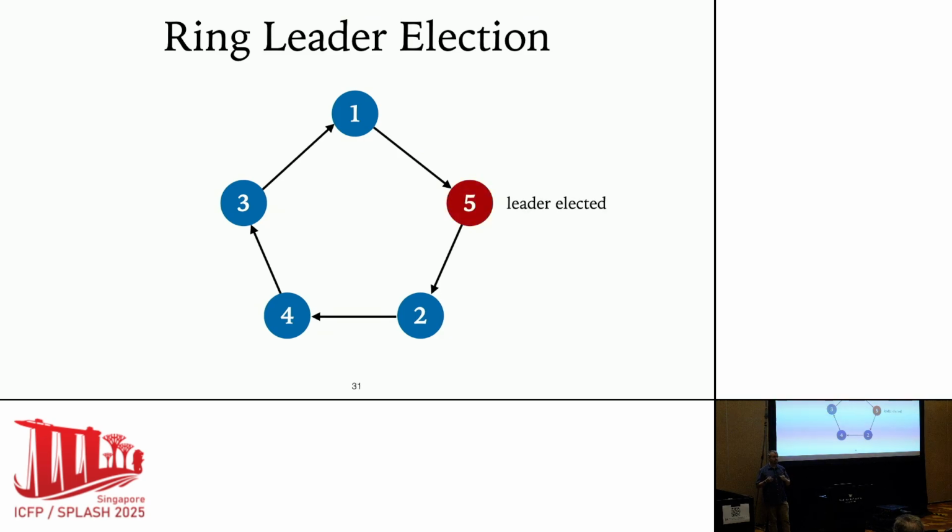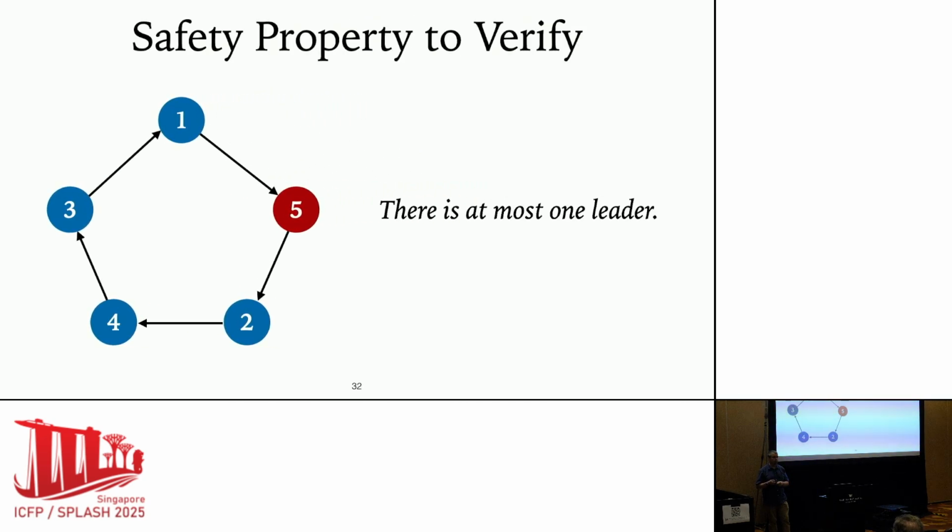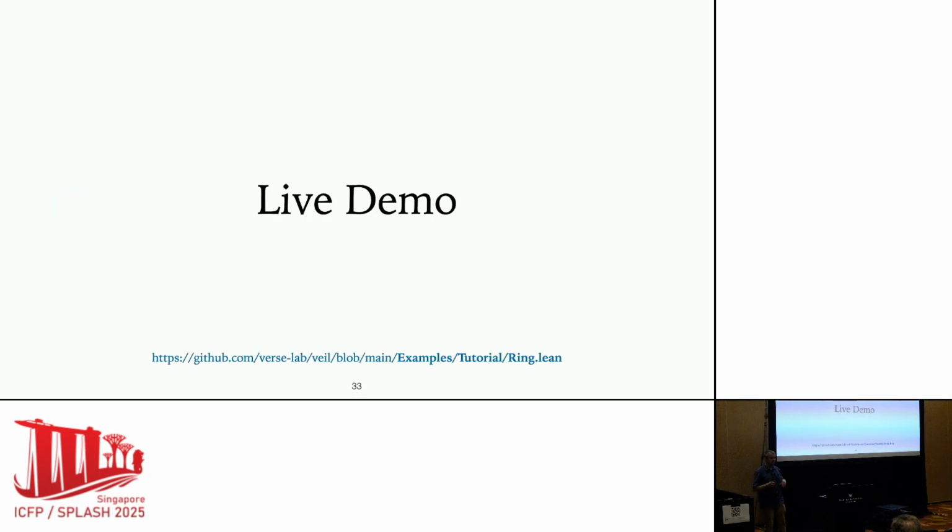Okay, so effectively, once the leader is elected, we want to make sure that there is at most one leader, or at any point of time there is at most one leader, because if no leader is elected, then, well, there is no leader. Okay, and this is something that I'm going to use as a running example to show how Veil works from the perspective of its user.